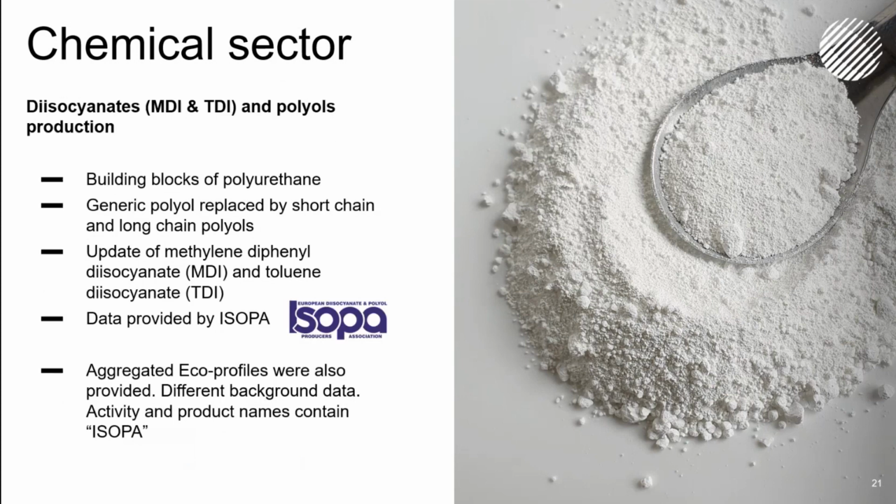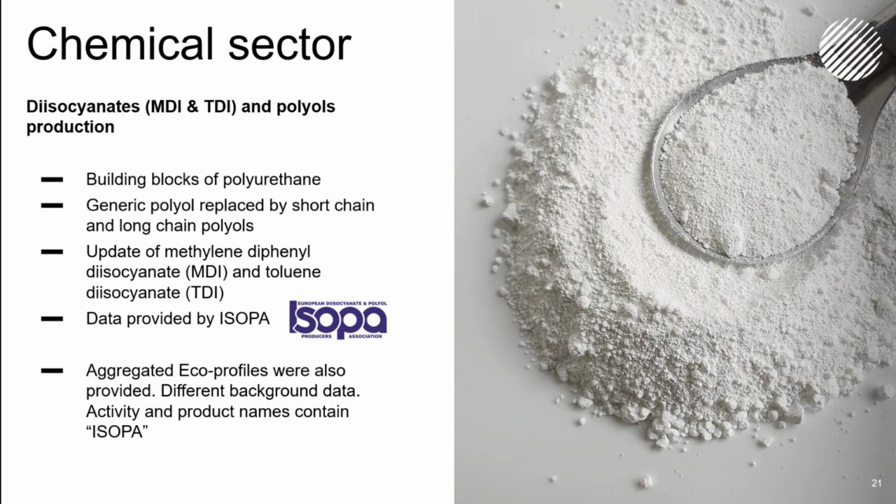Another interesting update done in the chemical sector concerns the production of diisocyanate and polyols. Polyols, MDI and TDI are the main building blocks for polyurethane, which is used in a wide variety of applications. Previous versions of the database already contained a dataset for modeling the production of polyol, but it was an aggregated lifecycle inventory. For version 3.10, we have replaced it by two activities that produce short chain and long chain polyols. And we have updated the datasets for the production of MDI and TDI in Europe.